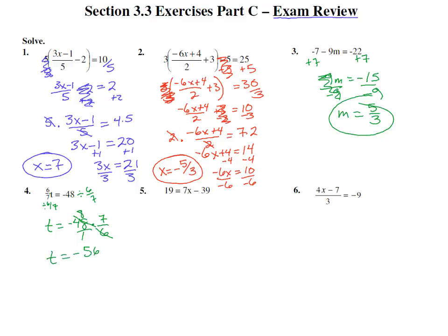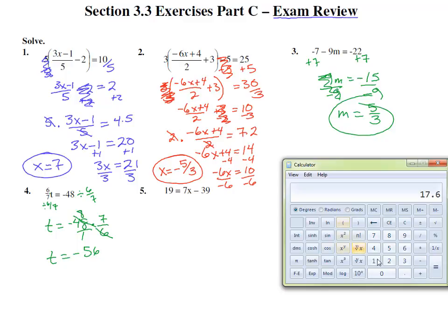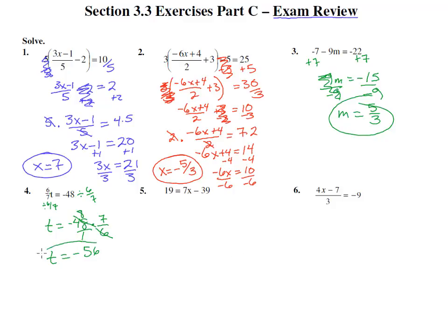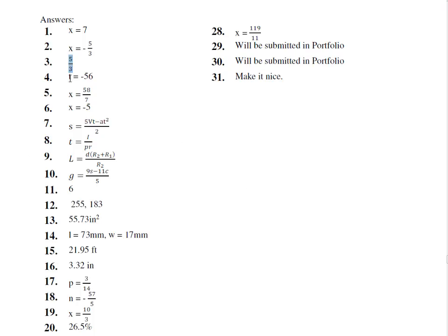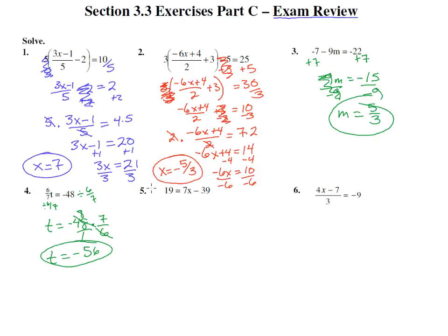Or you could punch that in your calculator and punch in 48 negative times 7/6 equals negative 56. Let's double check that answer. And we get t equals a negative 56. Good. Number 5.